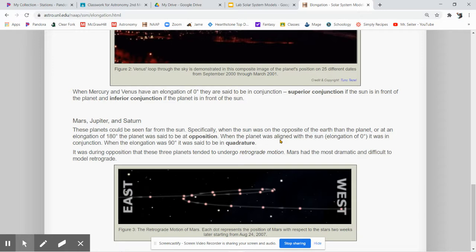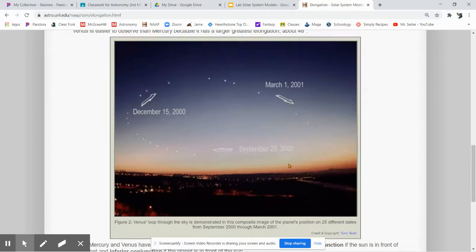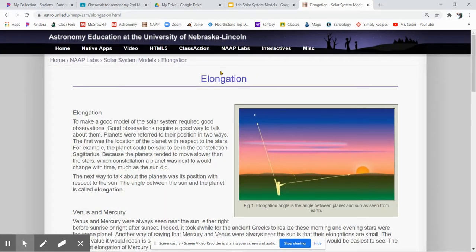It was during opposition that these 3 planets tended to undergo retrograde motion. Mars had the most dramatic and difficult retrograde to model. And here they are. Notice how Mars is moving here, and then it starts going backwards and then back forwards. All right, the retrograde motion of Mars. Each dot represents the position of Mars with respect to the stars 2 weeks later, starting from August 24th. All right, so now we've looked at these first 2 pages.